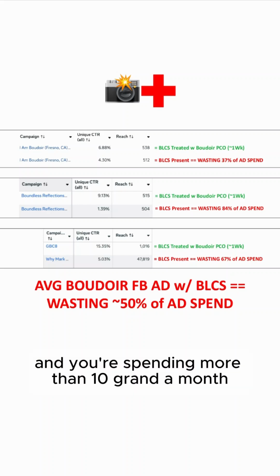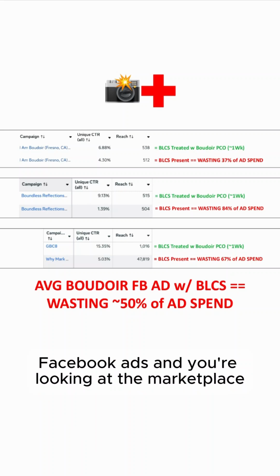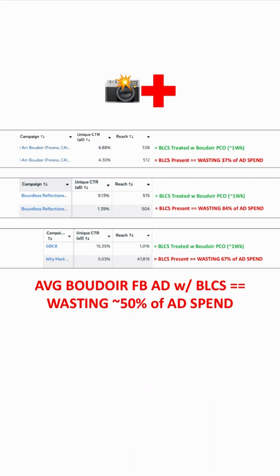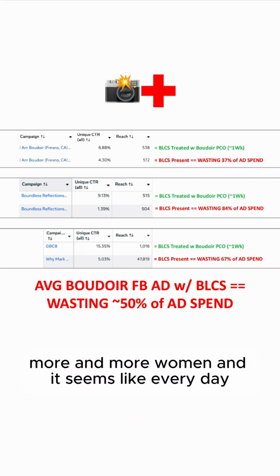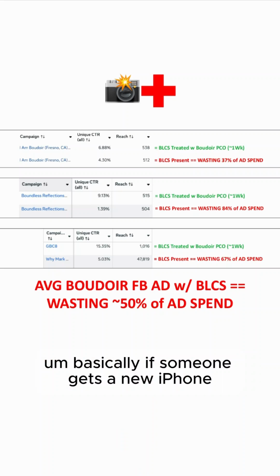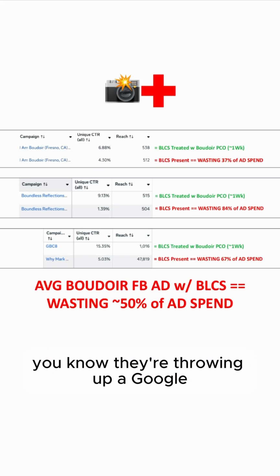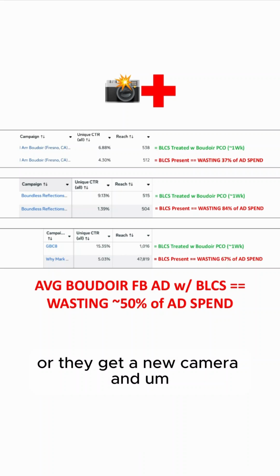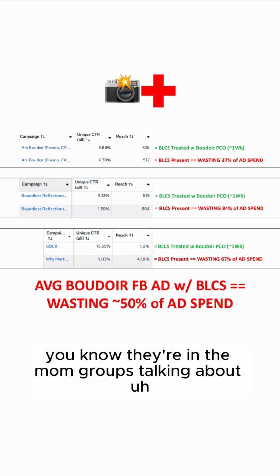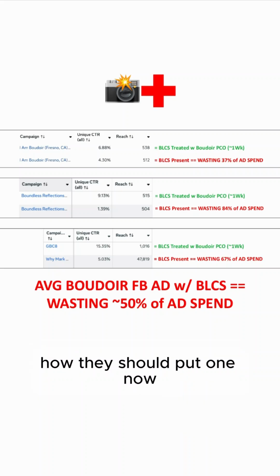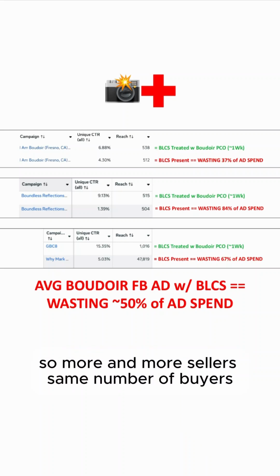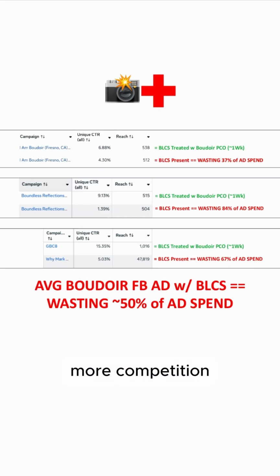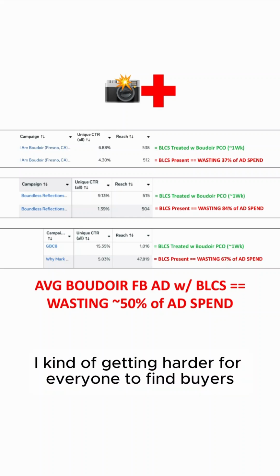and you're spending more than 10 grand a month on Boudoir Facebook ads, and you're looking at the marketplace, seeing it get more and more saturated in your city, more and more women. And it seems like every day, basically, if someone gets a new iPhone, they're throwing up a Google My Business profile saying they offer boudoir photo shoots now, or they get a new camera, and they're in the mom groups talking about how they shoot boudoir now. So more and more sellers, same number of buyers, more competition, and it's getting harder for everyone to find buyers.